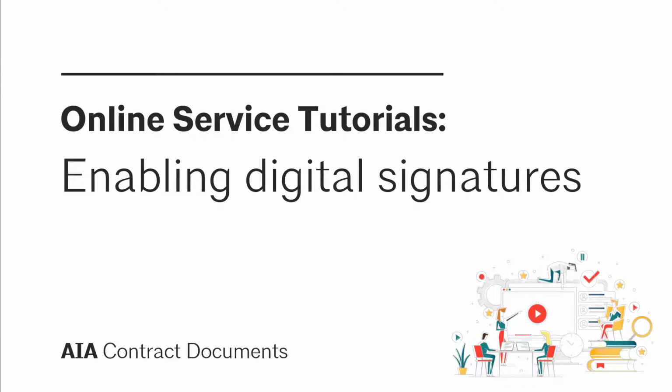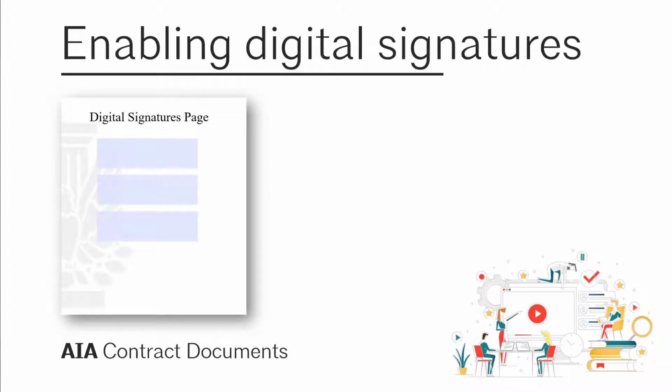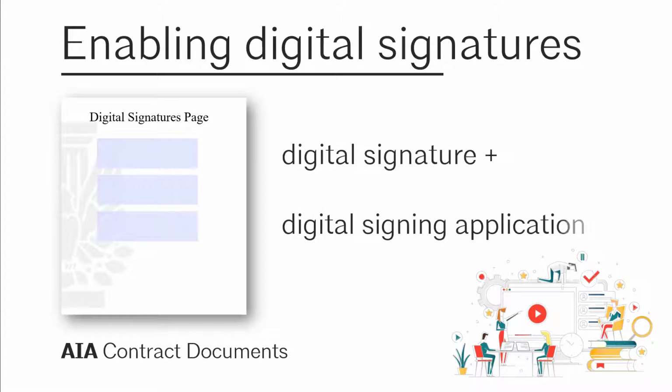The online service enables most AIA contract documents to be signed digitally by inserting a placeholder in your document settings. You will still need your own digital signature, as well as a digital signing application, such as Adobe Acrobat, to apply your digital signature to your final documents.